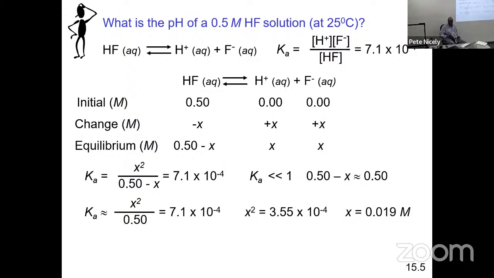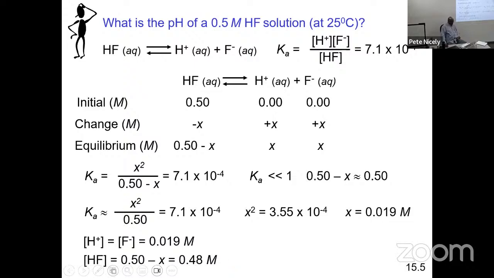And that X would be equal to the concentration of the H plus right here. So therefore, to find the pH, basically it's minus log of that value. So we put 0.019 here, and you end up with a pH being equal to 1.72. All right. So that's basically how that is done.